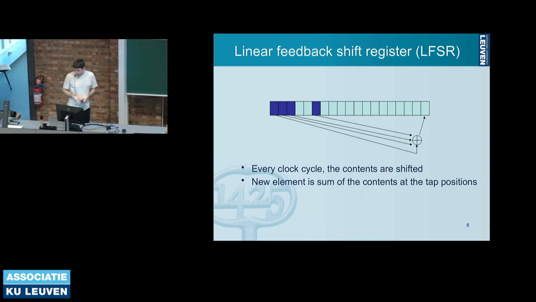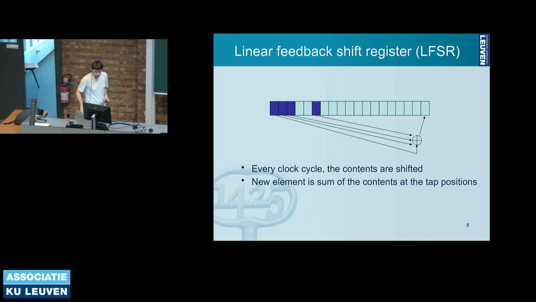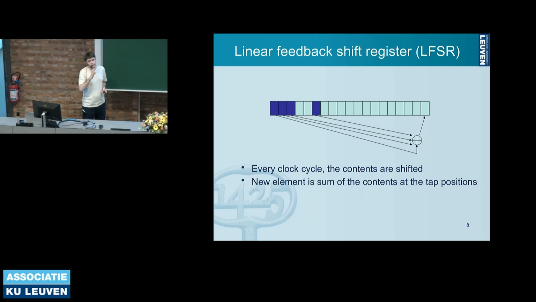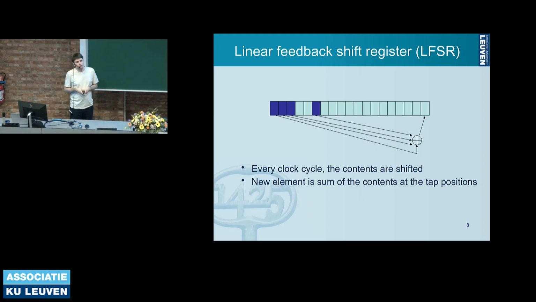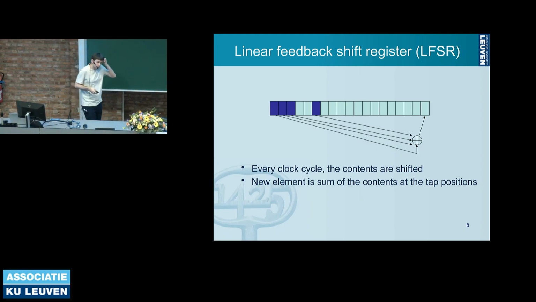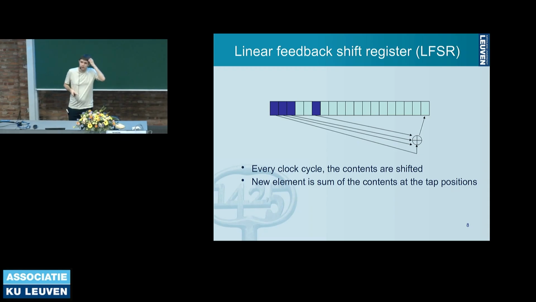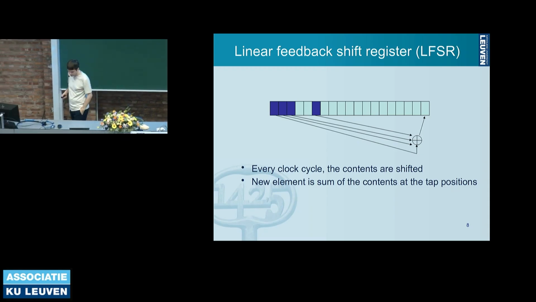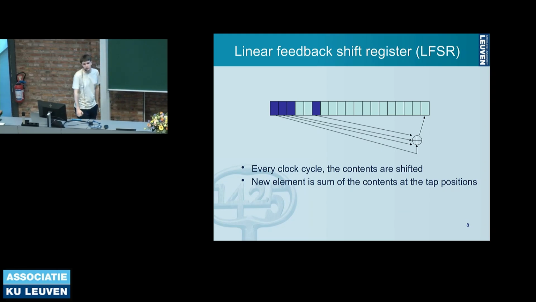So now let's take a look at how this state update function is actually constructed. A first starting point could be to use a linear state update function. One very popular choice historically has been the use of LFSRs. So what's an LFSR? You have a state which looks something like this. Let's say that each of these cells here is 1 bit.